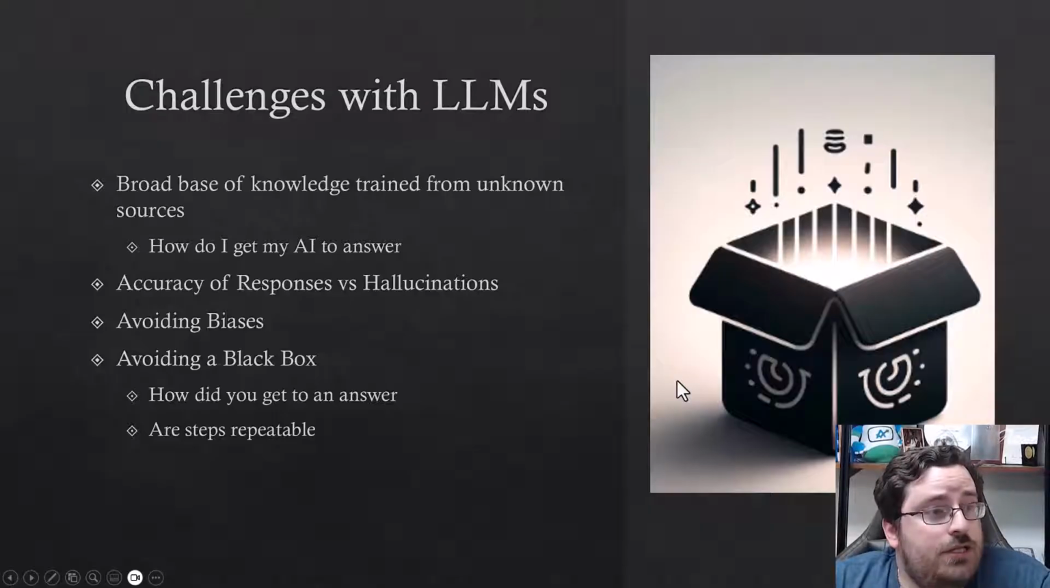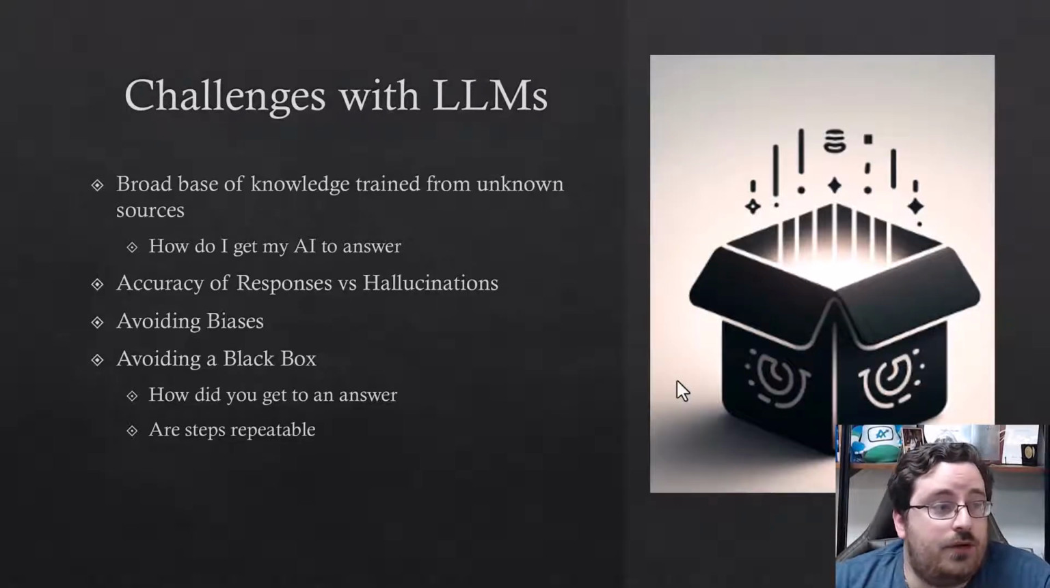Some of the challenges with LLMs is that there's a broad base of knowledge, but what data they're trained on is not necessarily made publicly available. So how do I know that the AI is going to answer a question that I have? What sources is it using to answer the questions? Are they reliable sources? Are they things that are speculation versus fact?